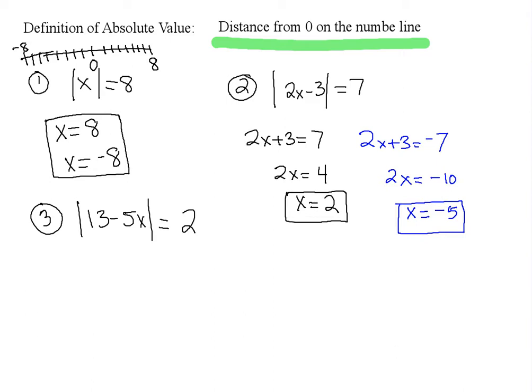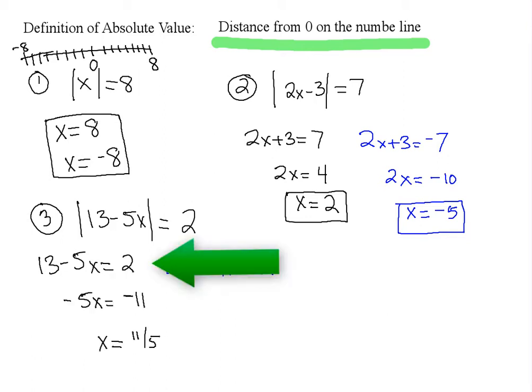Now, if you think you have this down, go ahead and try example number 3. Pause the video, come back, and see if you got it correct. So one equation that I'll set up for number 3 is 13 minus 5x equals positive 2. The other equation that I would set up is going to be 13 minus 5x equals negative 2. Now I'll solve each one of these simultaneously, and then I'll end up with two different values for x.